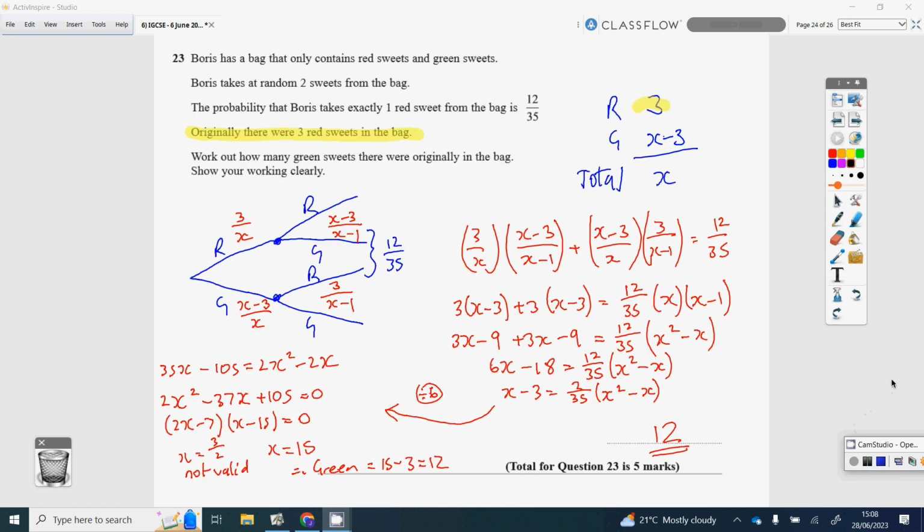Question 23. Now this is a really difficult question. I'd have hated to try to do this under exam conditions. So just try and bear with me, but if you don't really understand this question, it's not the end of the world. These are really difficult marks.